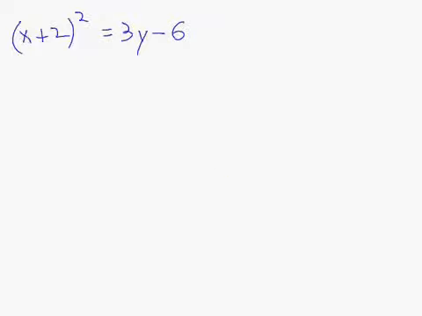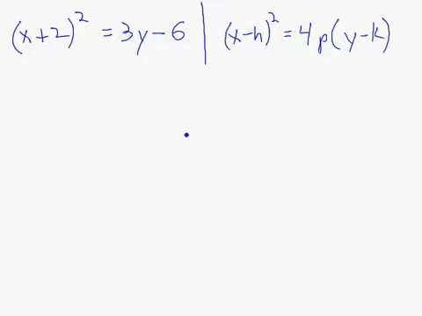Okay, we're going to find the vertex, focus, and directrix of the equation given by (x + 2)² = 3y − 6. And the way we do that is we use the standard form of the equation of the parabola: (x − h)² = 4p(y − k), where (h, k) is the vertex and p is the directed distance from the vertex either to the focus or to the directrix.